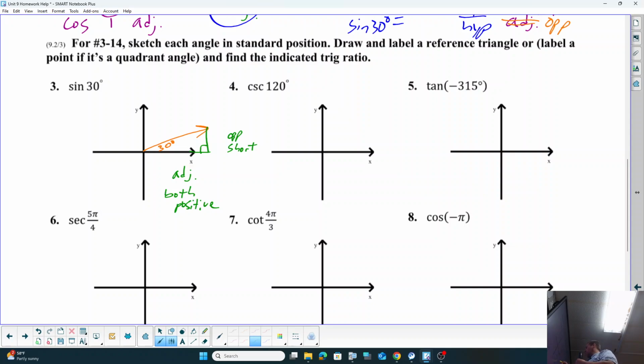This is going to be opposite, short leg. This is going to be adjacent. So long leg, long leg.